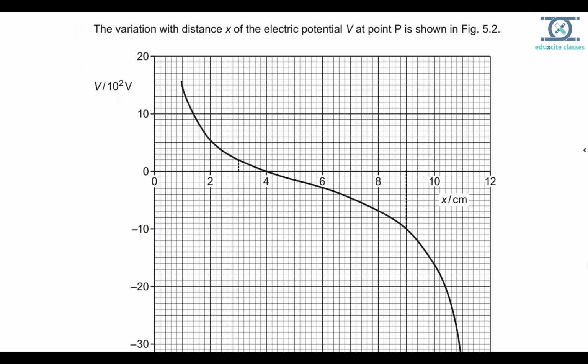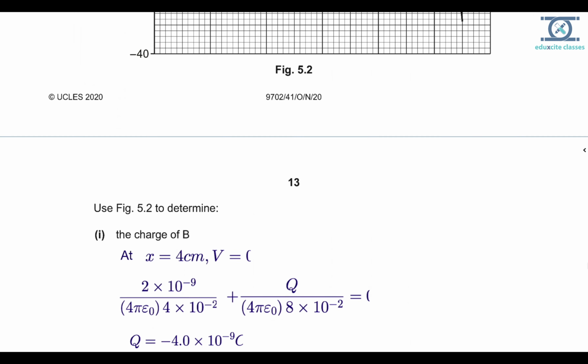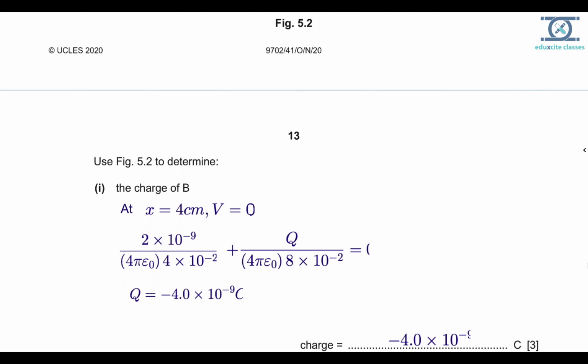So you can see here the graph is cutting the x-axis at 4. It means the potential at a distance 4 centimeter is 0. So I can say at x equals to 4 centimeter, the potential is 0. So that potential at point P will be due to the charge A.